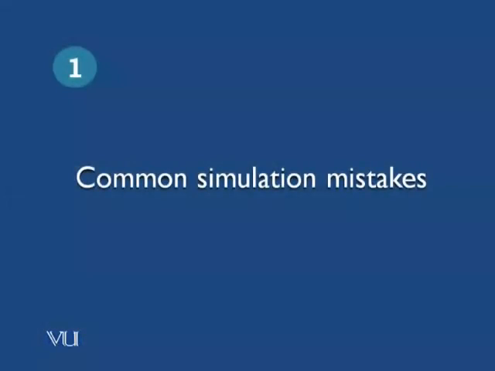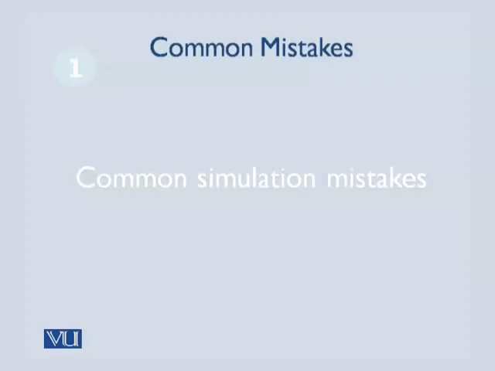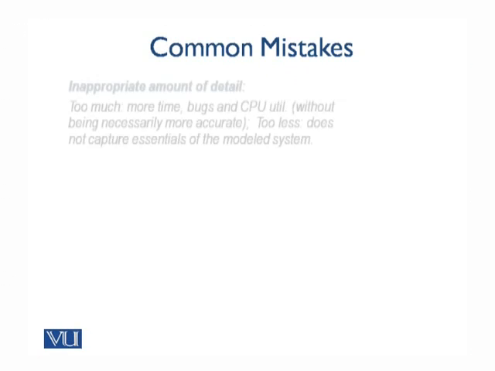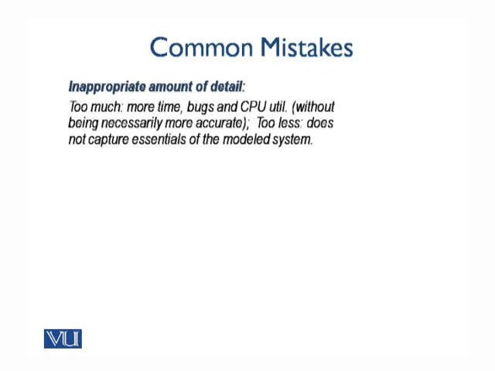We start with the discussion of common mistakes in simulations. So the first mistake that we can make is that we can include an inappropriate amount of detail. So in analytical modeling, we are forced to only look at the most important aspects of the system, because if we include too many details or if we make the system too realistic, it becomes typically very complex. So complex that we cannot analyze it in a tractable and efficient fashion.